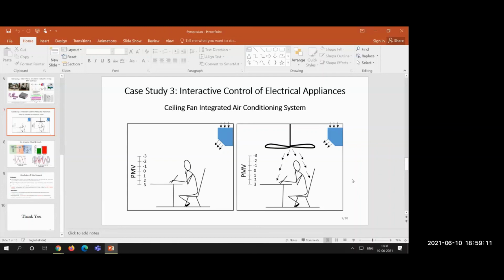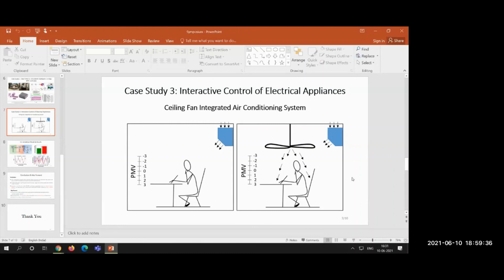So here you have two components, fan and AC, and in the left case it is only AC, but you are controlling the operation of both the ceiling fan and the AC, so that the right guy has more thermal comfort than the left guy, and also less energy consumption. Yes. How are you controlling energy consumption?